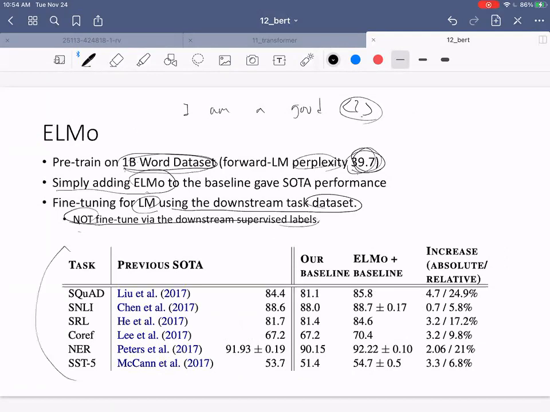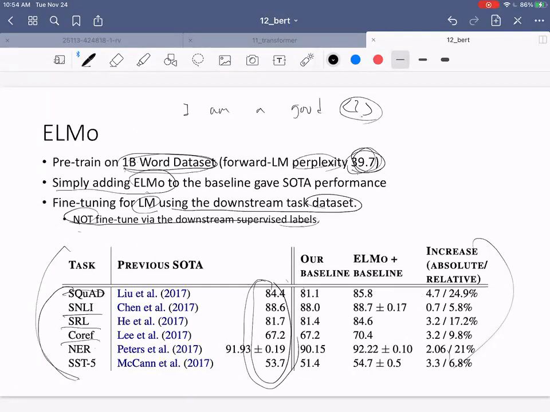And you can see that this is a performance table compared to baseline. For example, these were the previous SOTA performances at the time of presenting ELMo for each dataset, like question answering, language inference, semantic role labeling, coreference resolution, different NLP tasks.